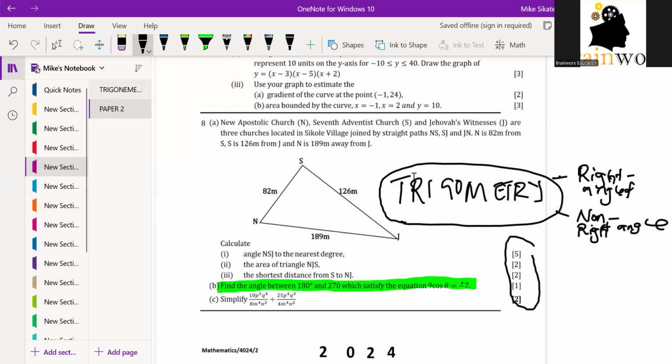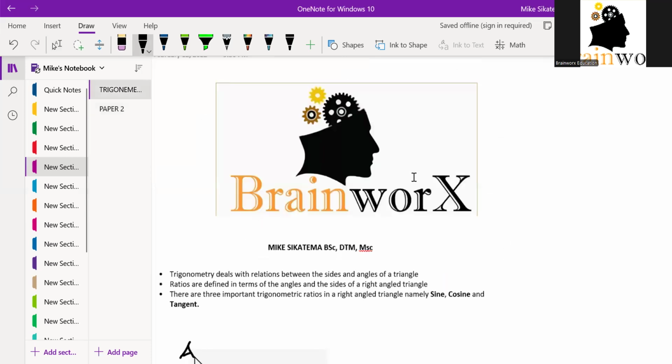So what is trigonometry? Trigonometry is a branch of mathematics which has quite a lot of similarities with algebra. It gets onto algebra, it gets onto calculus, but the main core of trigonometry is the relationship between angles and their sides in relation to triangles.